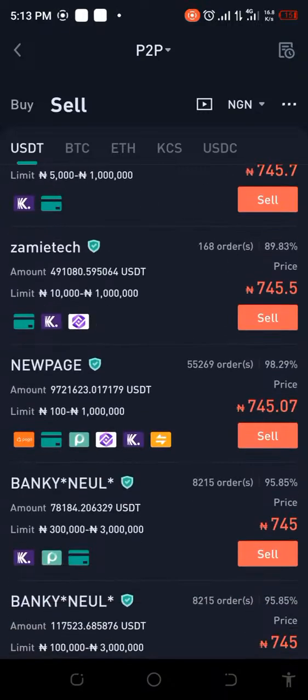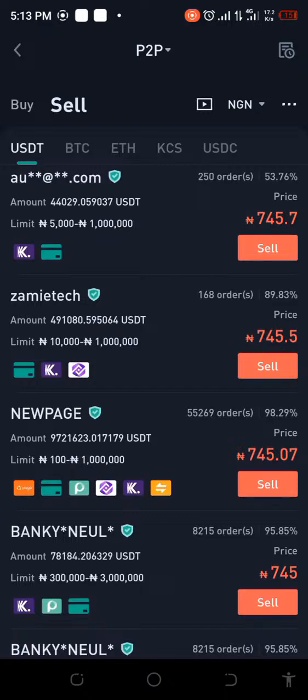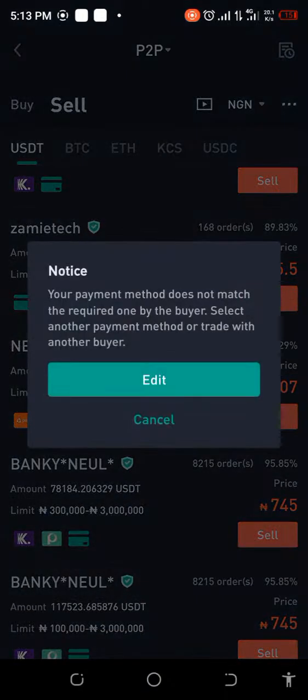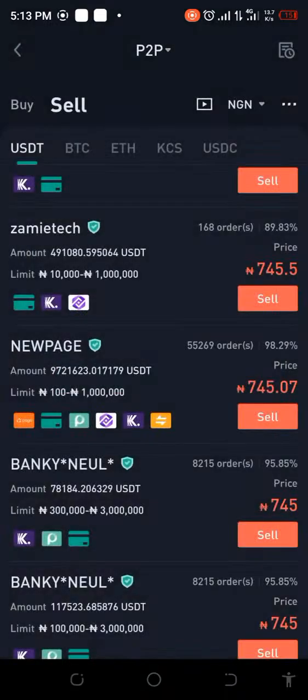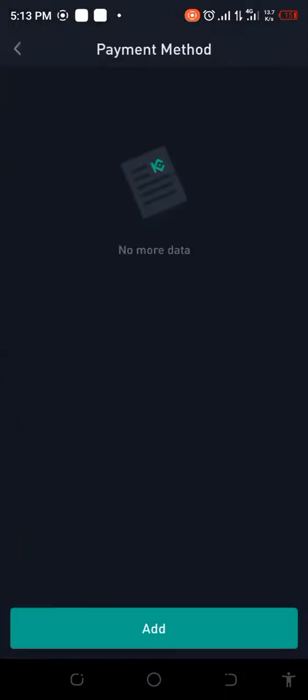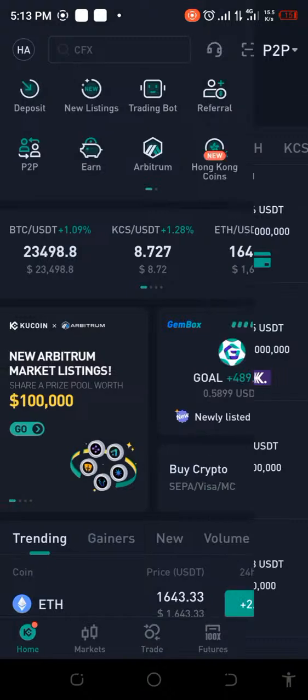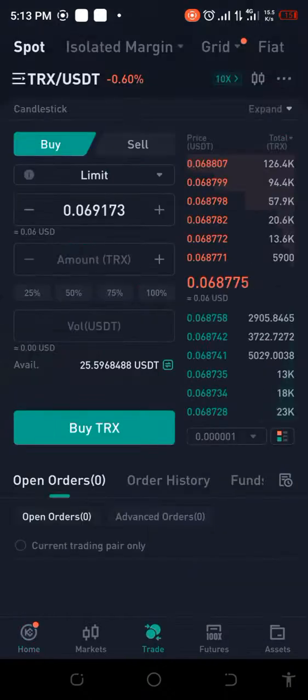So that we can decide that what we want to do is to actually sell this off. Sliding down, you can look for the price range that you want to use. Let's check on this one and see whether there's a potential. It said your payment method does not match the required one by the buyer. Okay, so we have to set up all of this. We can edit and put in all the details, but I'm not going to go through all of this. I'm just showing you that we can withdraw our money even from P2P, right? But I'm just going to go back to do this by TRX, okay?